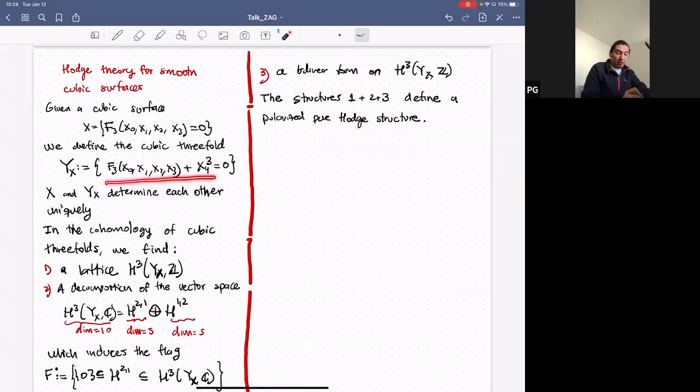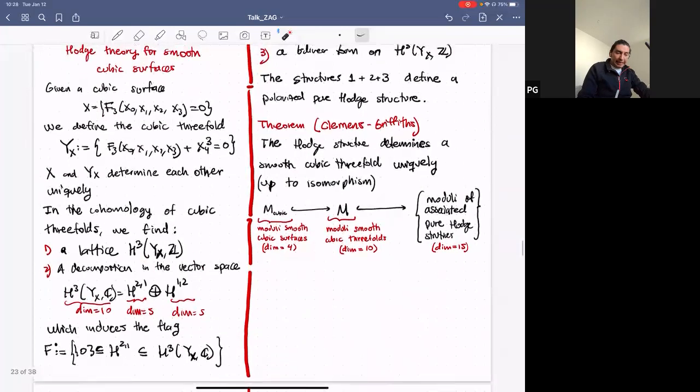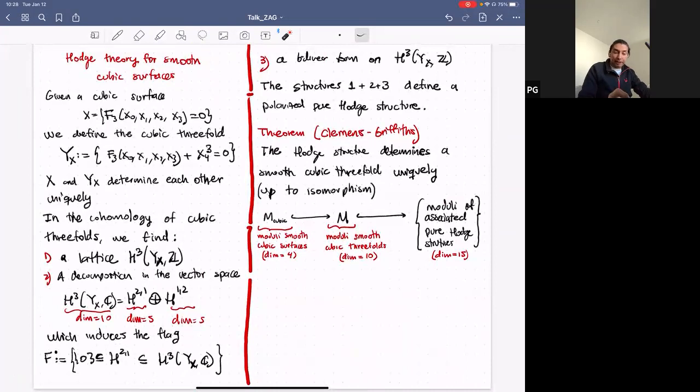We start with a variety, which is given by equations, and we end up with purely linear algebra: vector spaces, flags in vector spaces, and bilinear forms. And the theorem from Clemens and Griffiths is that this information, the pure Hodge structure, determines the cubic threefold uniquely. So the consequence of all this perspective is that you have cubic surfaces, which is dimension 4, like if you start here with your cubic surface, and then you can build a cubic threefold this way, which is what's here precisely. And of course, the cubic threefolds also have Hodge structures, and there is a moduli space associated to them.